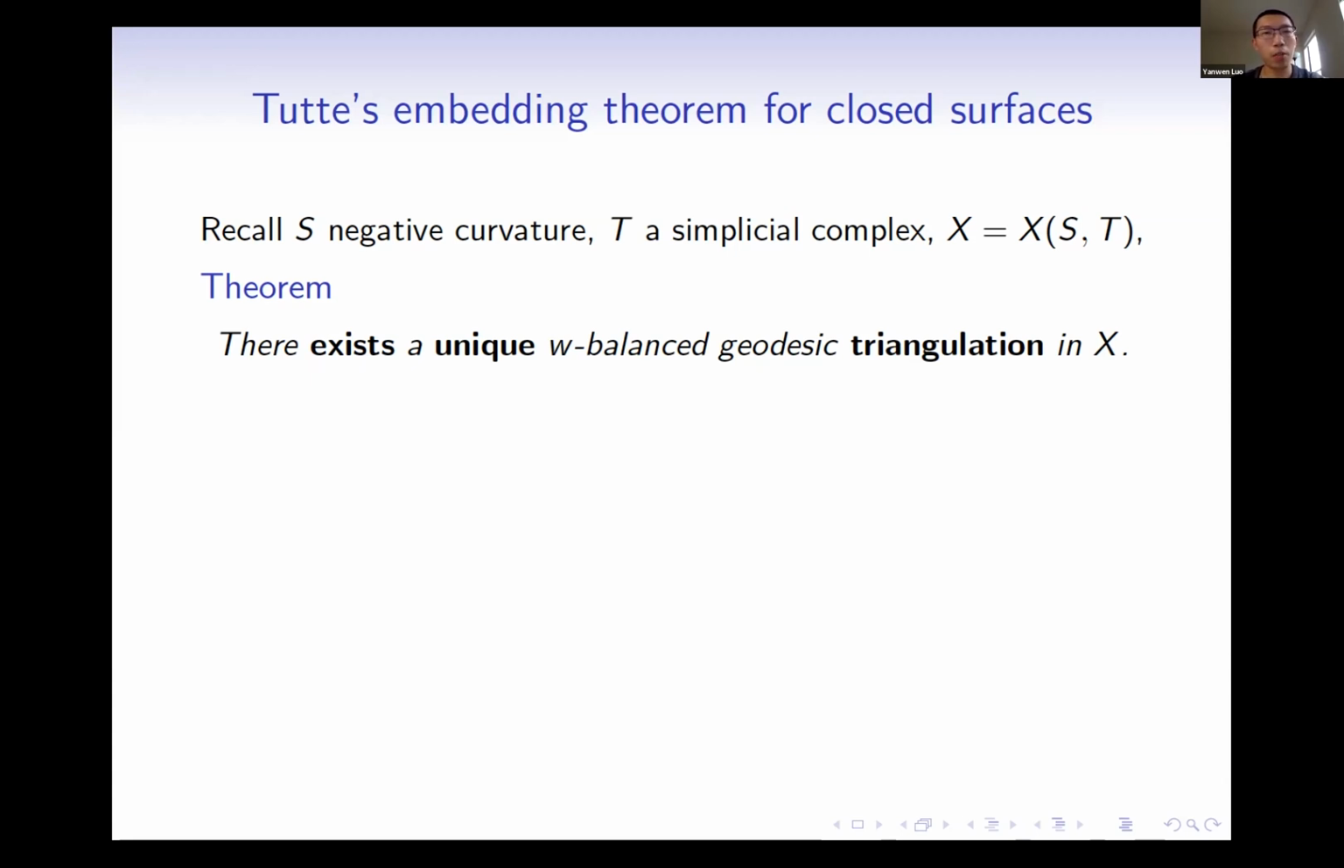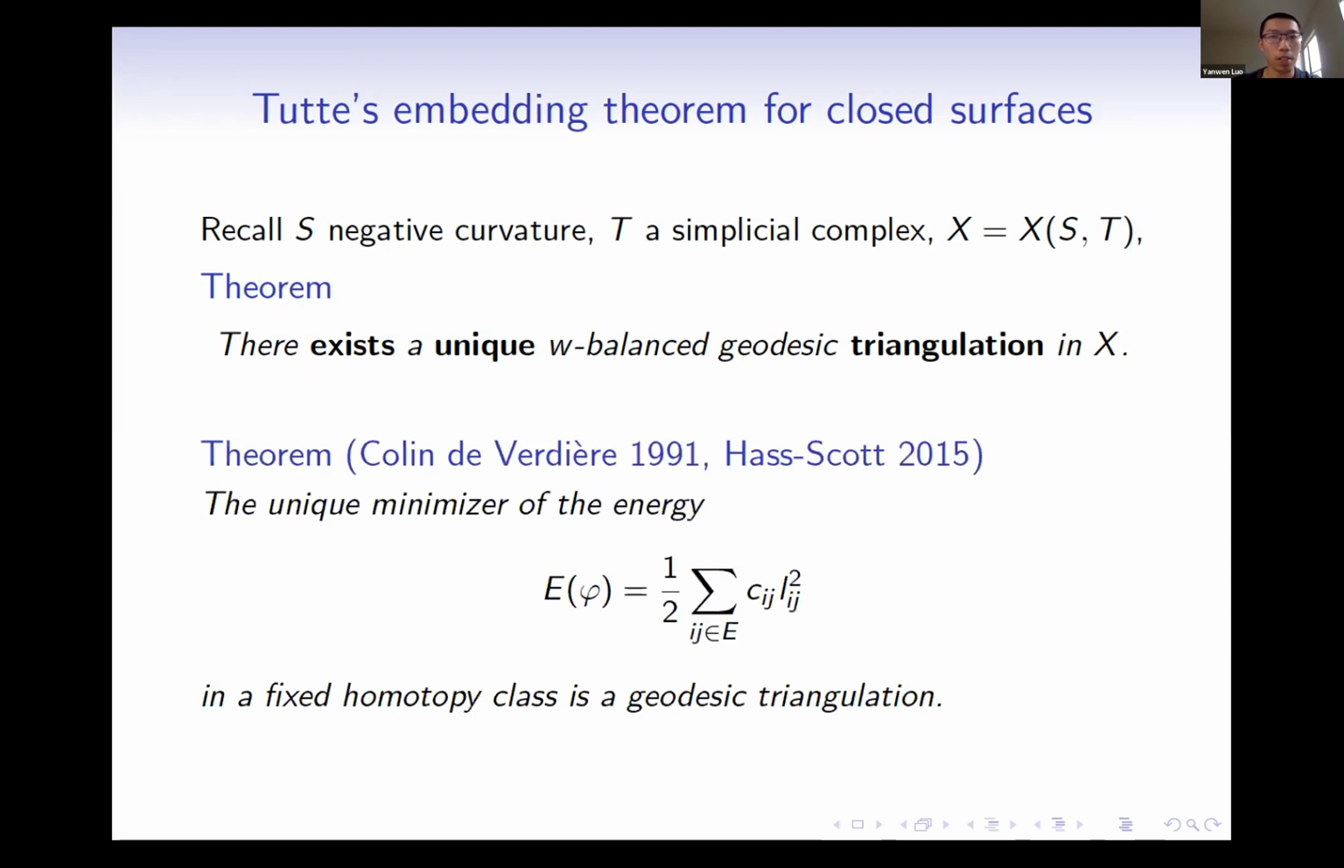Okay, and then the formulation for the Tutte embedding theorem is: there exists a unique W-balanced geodesic triangulation in this space. This is precisely the statement we have in the classical Tutte embedding theorem. And this result is actually not the first to generalize the Tutte embedding theorem to surfaces of negative curvature. Actually, the early result by Colin de Verdière and Jo and Peter Scott already considered this problem, but their approach is a variational approach. We define some sort of a discrete version of the Ricci energy, a weighted sum.